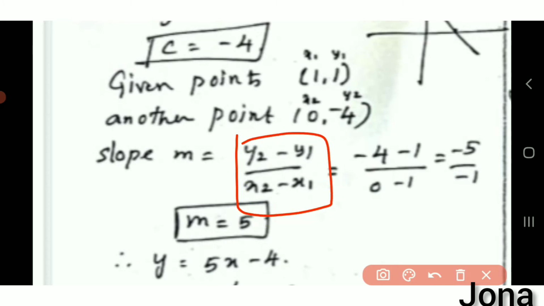So substitute all the values x1, y1 and x2, y2. We got minus 5 by minus 1. That is nothing but plus 5. So now we got the value of m is equal to 5. Therefore, for the given point, slope and y-intercept, the equation is y equal to 5x minus 4. We got this equation by substituting m and c in the equation y equal to mx plus c.